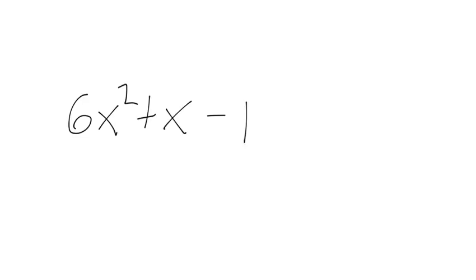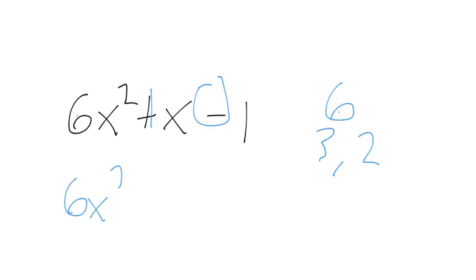I'm going to go ahead and just factor this by grouping. 6 times 1 is 6. So I'm going to give you the factors of 6 that subtract to give you 1. The factors of 6 that subtract to give you 1 are 3 and 2. So that'd be 6x squared, and then plus 3x, and then minus 2x, and then minus 1.